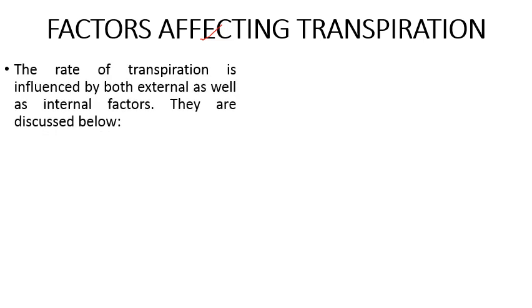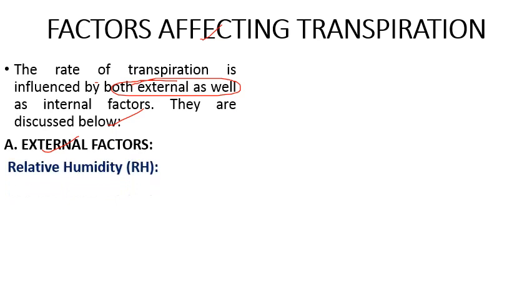Next comes factors affecting the rate of transpiration. We have two types of factors which affect the rate of transpiration, that is external as well as internal factors. The rate of transpiration is influenced by both external as well as internal factors, and these are discussed below. Firstly, external factors, and this includes relative humidity.